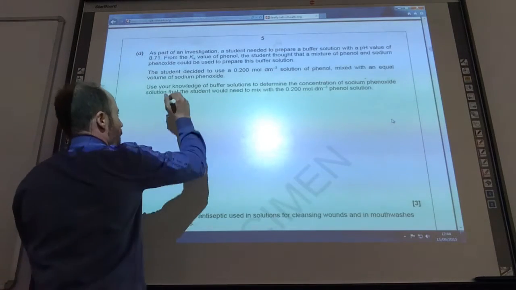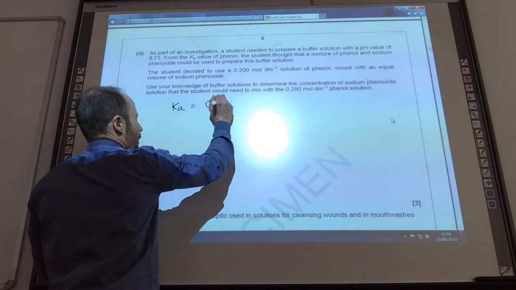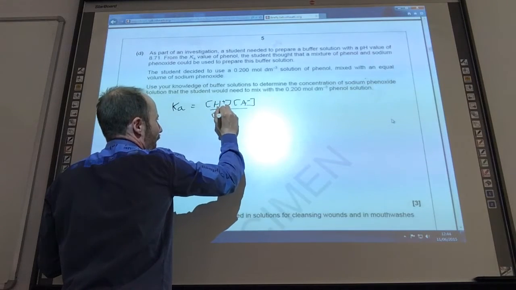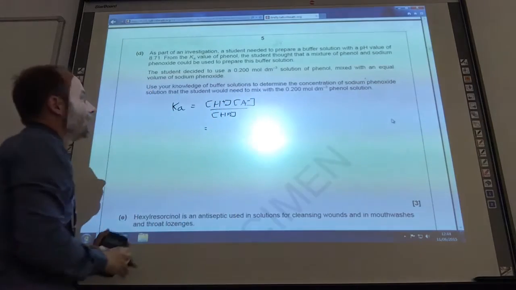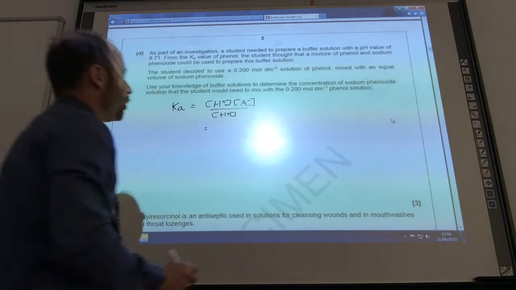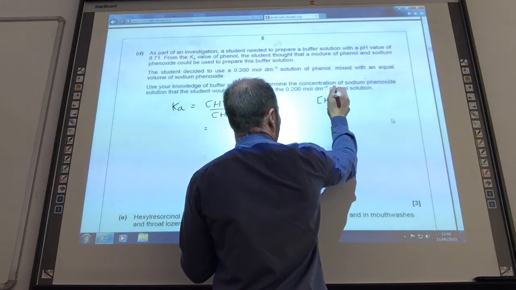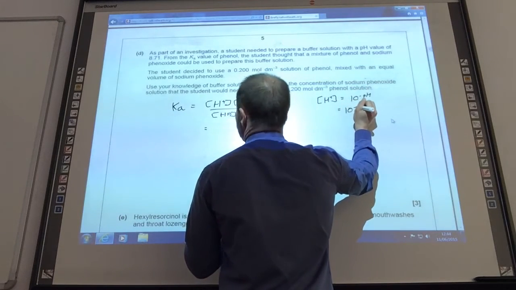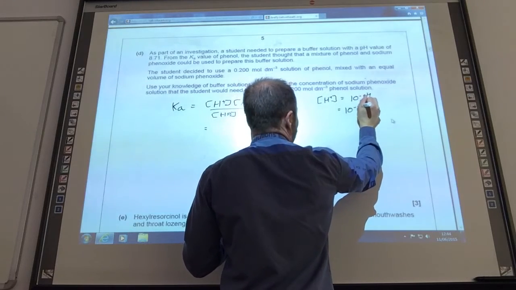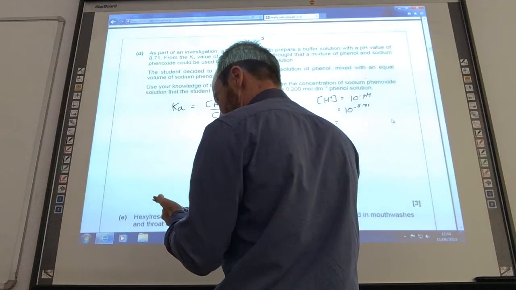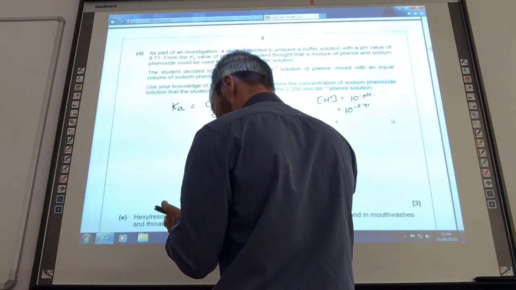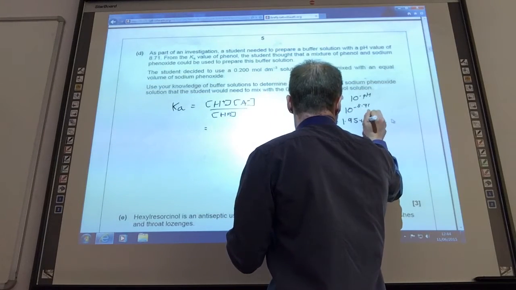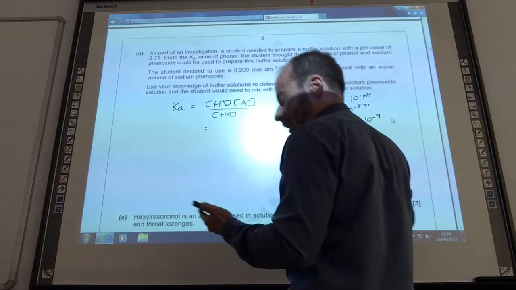Right. First of all, start off with your Ka expression. I'll just use A minus to represent the conjugate base. What do I know? I've been told the pH, so I can work out the concentration of H plus as being 10 to the minus pH, 10 to the minus 8.71. Let's do that. That gives me 1.95 times 10 to the minus 9.